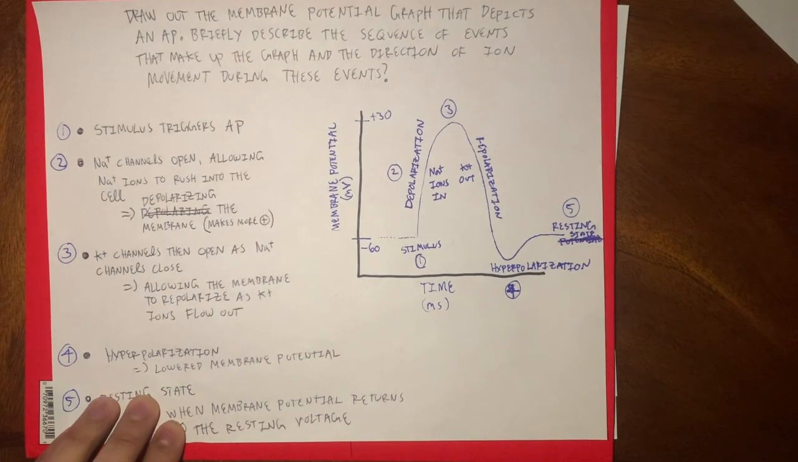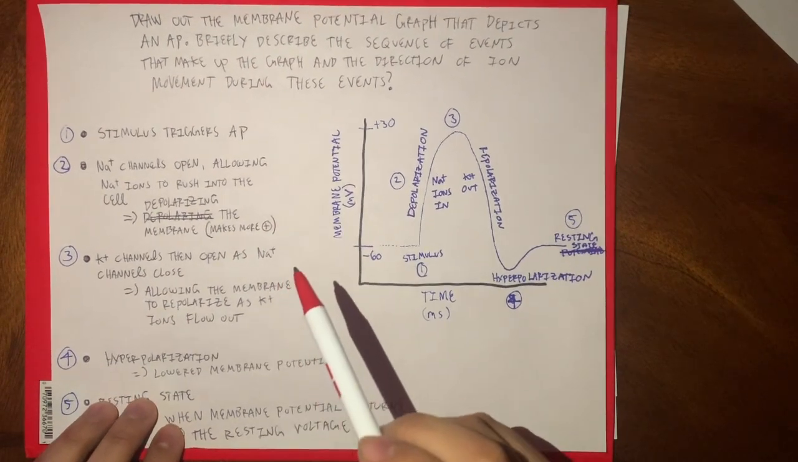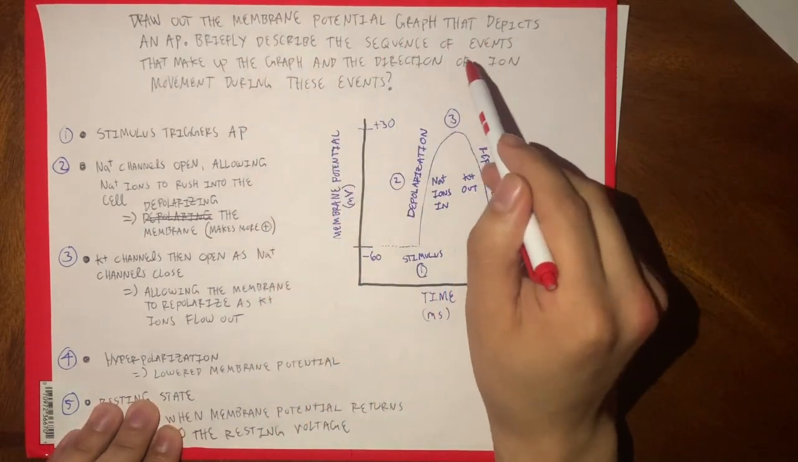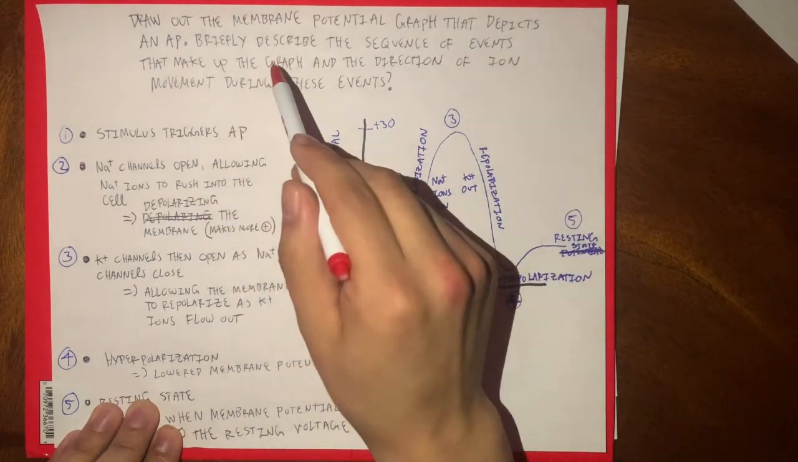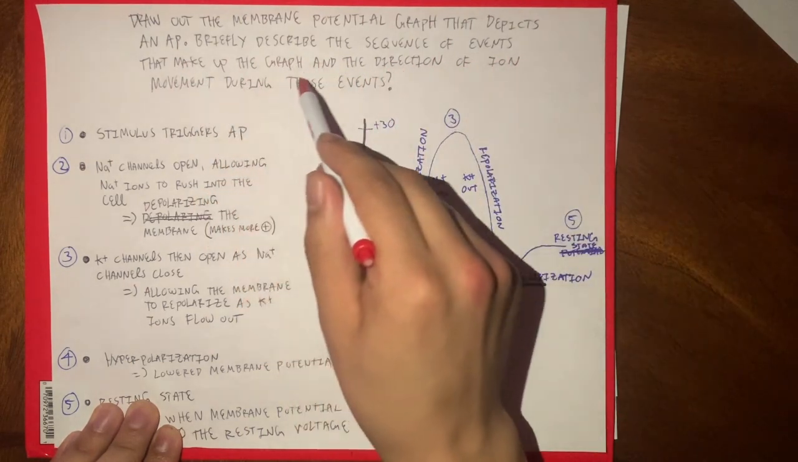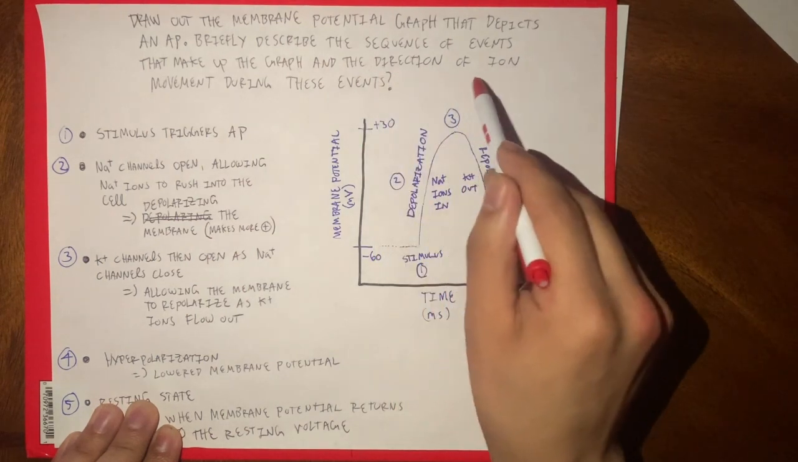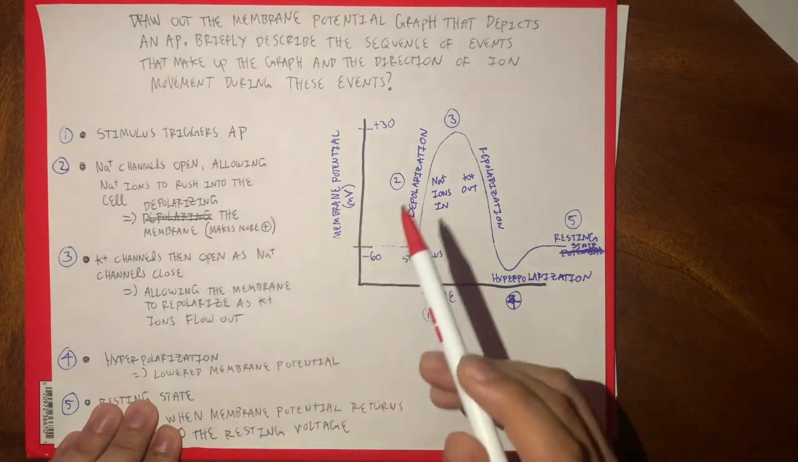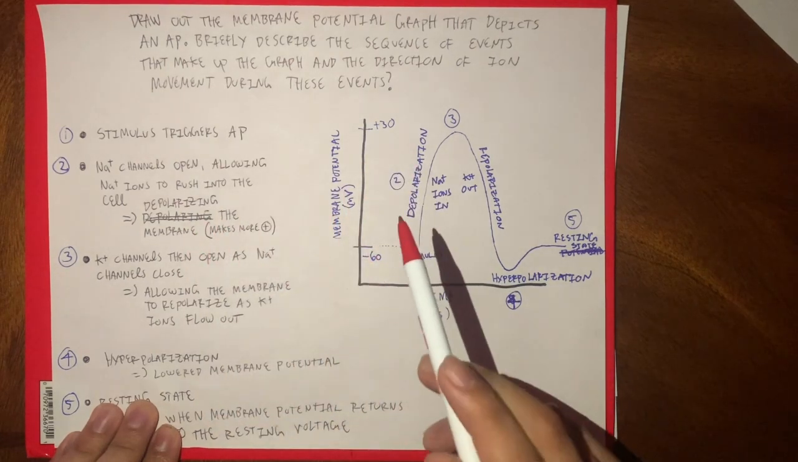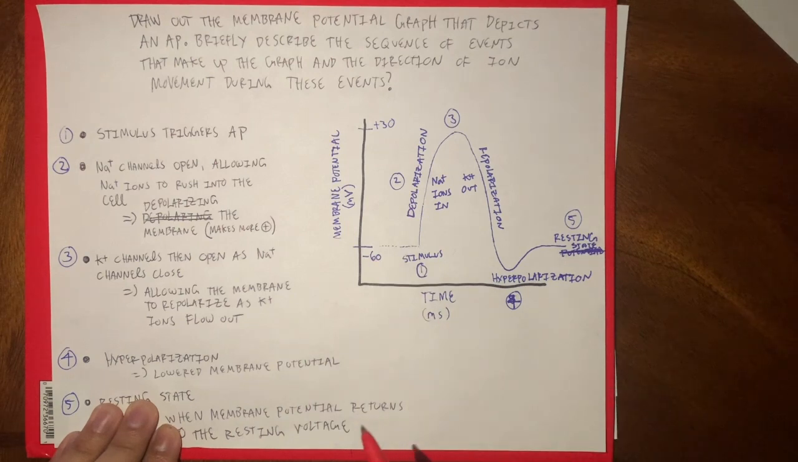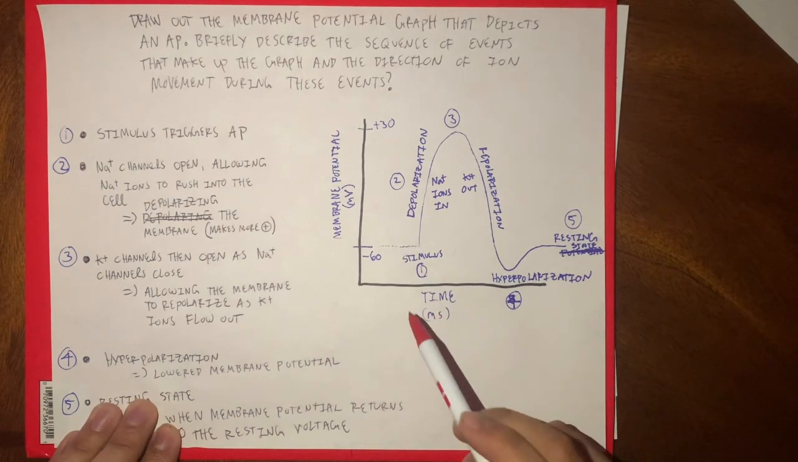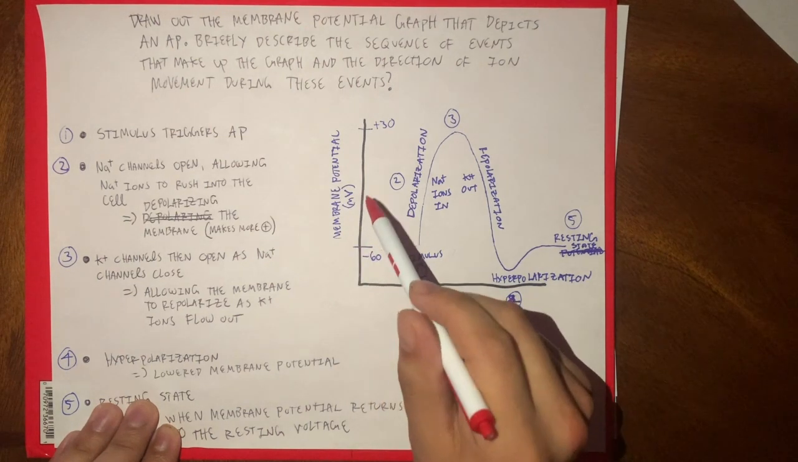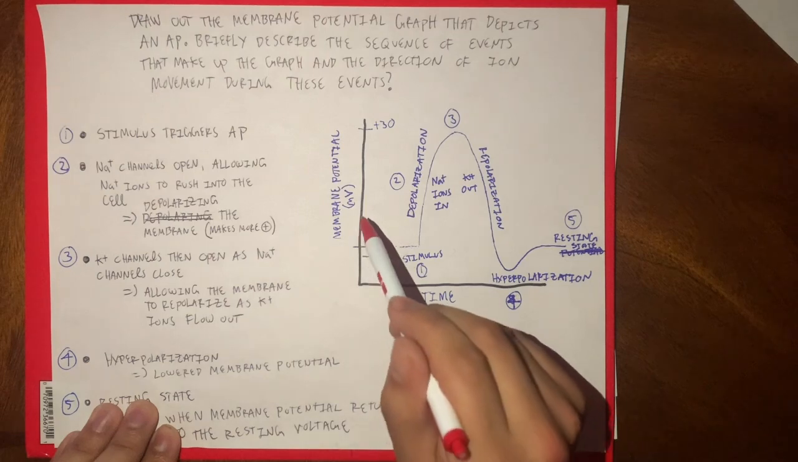Now, to help us understand how action potentials work, let's answer this question here. Draw out the membrane potential graph that depicts an action potential. Briefly describe the sequence of events that make up the graph and the direction of ion movement during these events. Before we answer this, let's first be sure to label the axes. On the x-axis, we're going to have time, which is measured in milliseconds. And on the y-axis, we have membrane potential, which is measured in millivolts.